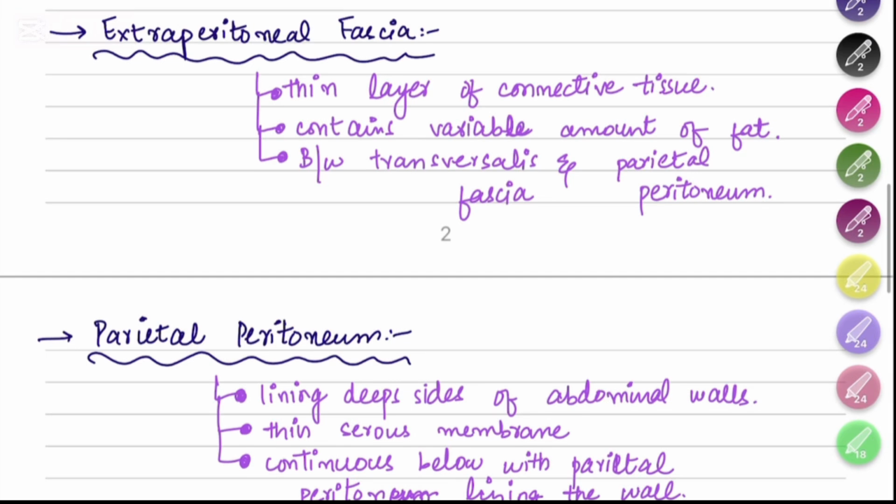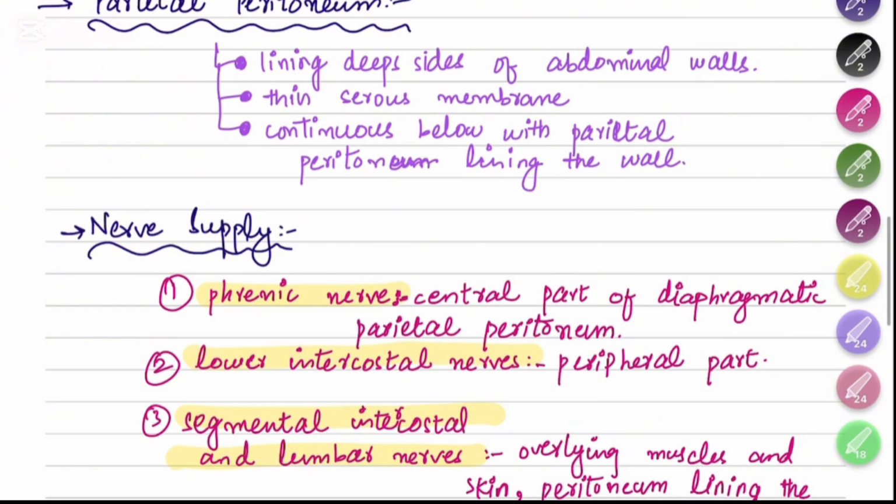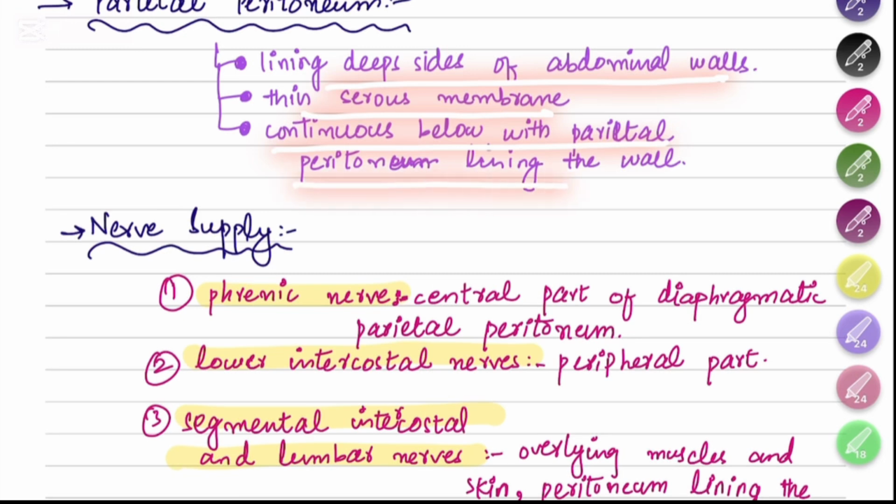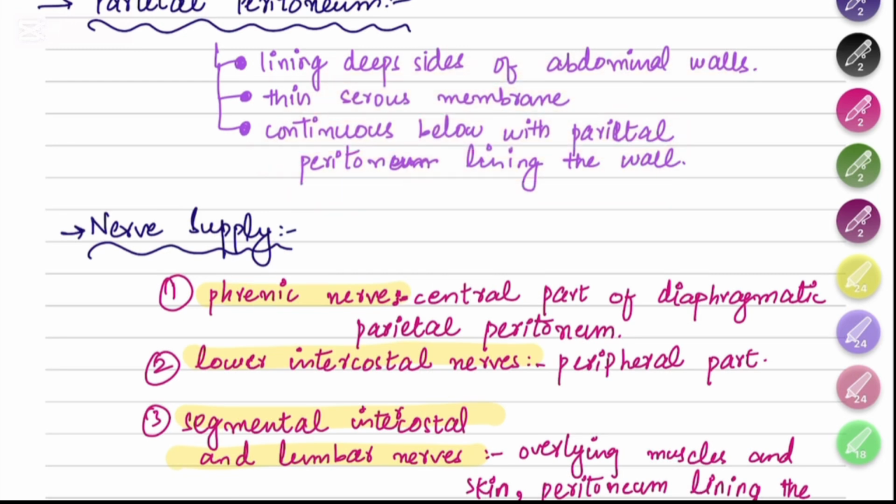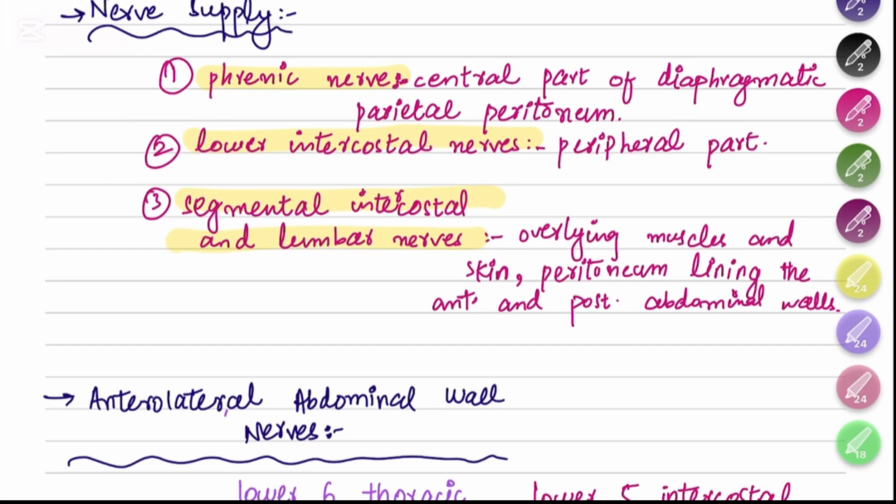Now, what is extraperitoneal fascia? A thin layer of connective tissue, containing a variable amount of fat, between transversalis fascia and parietal peritoneum. What is parietal peritoneum? It lines the deep sides of the abdominal walls, a thin serous membrane, and is continuous below with the parietal pelvic peritoneum.